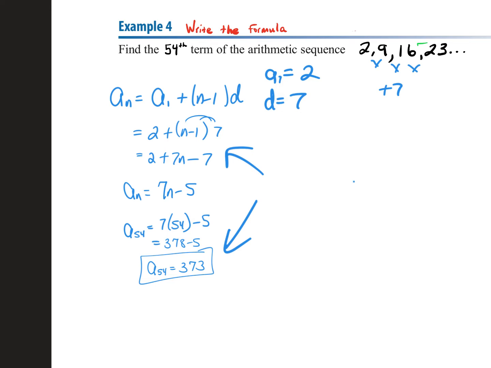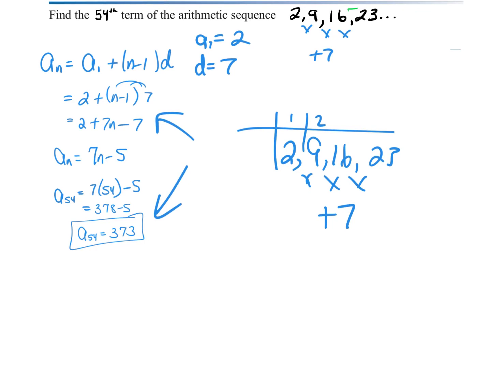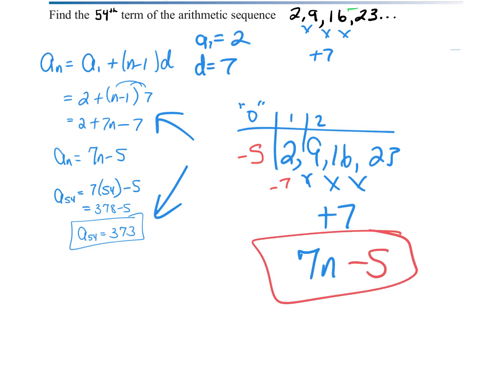I personally would figure it out like this. Just me. All right. This is my first term, right? This is my second term. So every time we added 7, correct? So I know that that's my slope, my common difference, 7n. And then what is my 0 term? If I added 7 every time to go forward, how would I go backwards? I'd subtract 7, right? What's 2 minus 7? Negative 5. So there's my rule. I just do it that way.